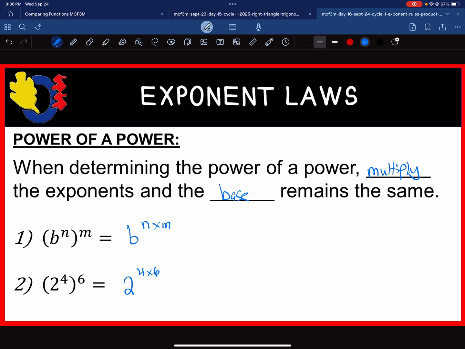So this means we have 6 groups of 2 to the exponent 4. So that means we have 24 2s altogether. So 2 to the exponent 24. And so if we evaluate that, we get 16,777,216. So that's evaluated, and the other one is simplified.